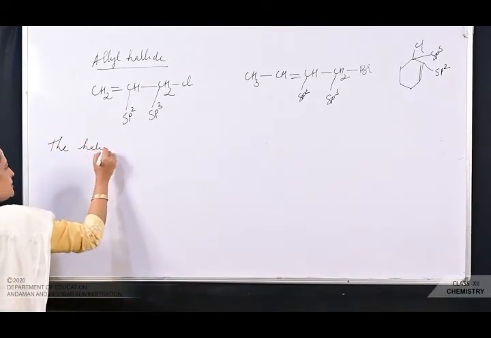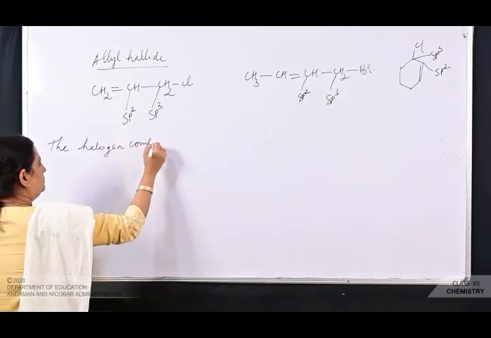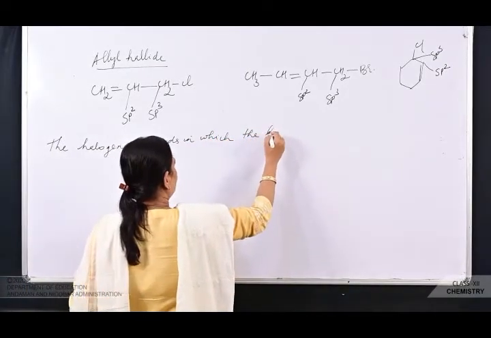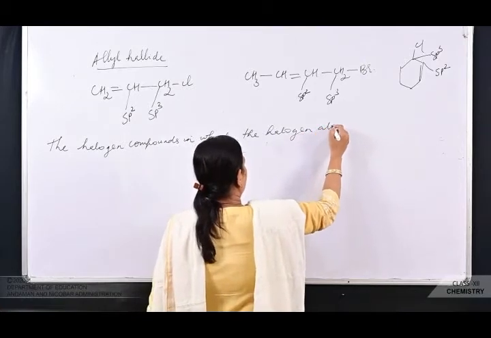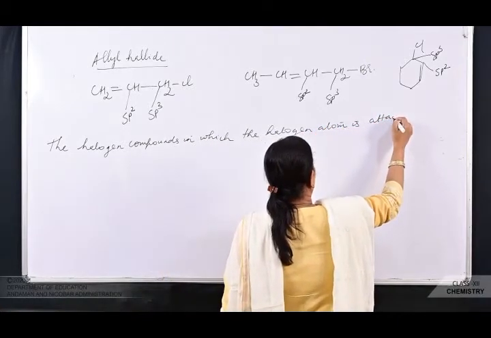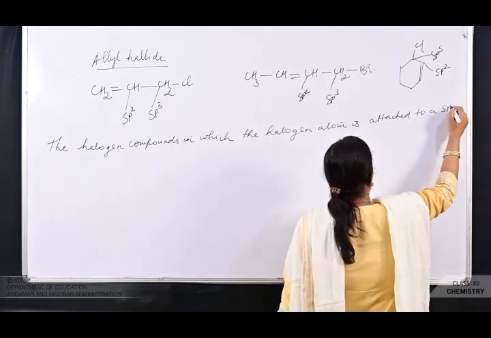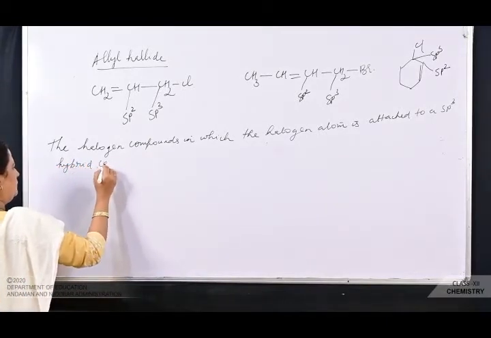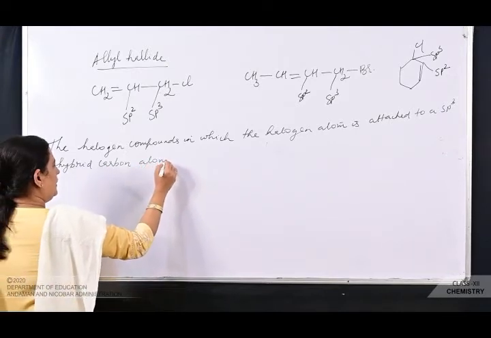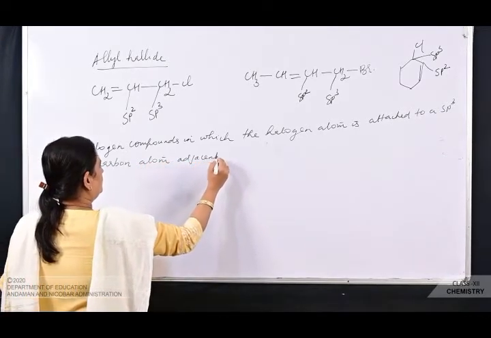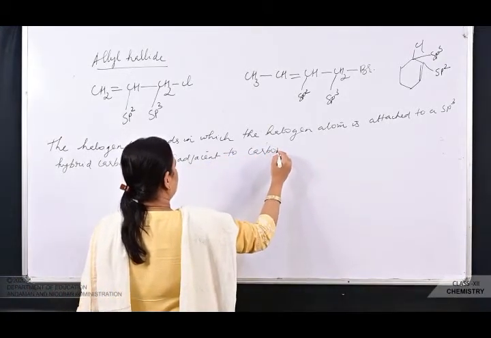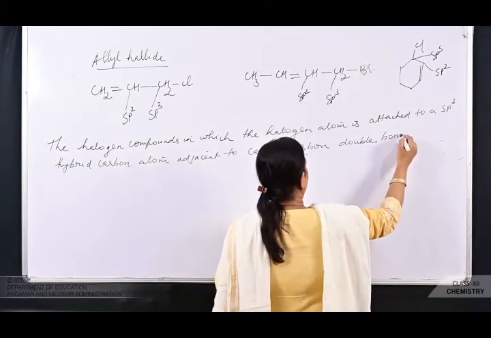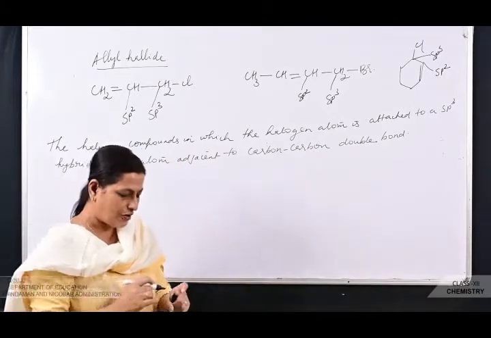The halogen compounds in which the halogen atom is attached to a sp3 hybrid carbon atom adjacent to carbon-carbon double bond is known as what? Allyl halide. So what do you observe here?